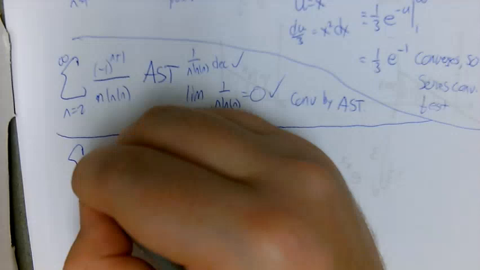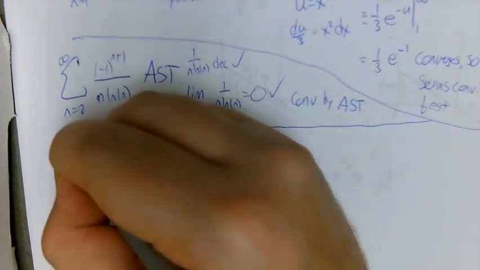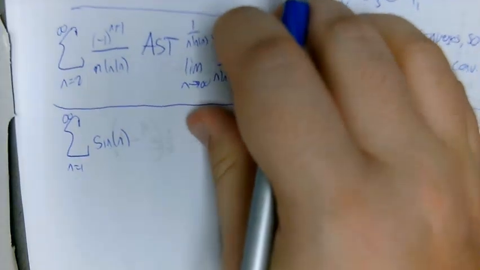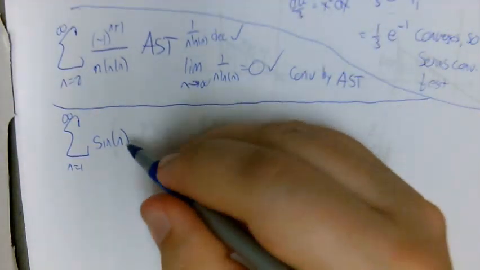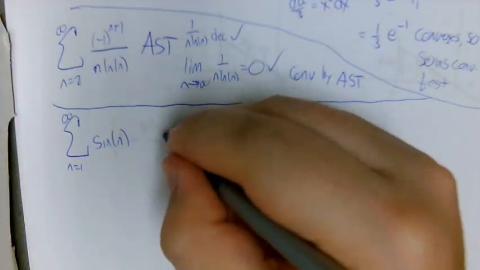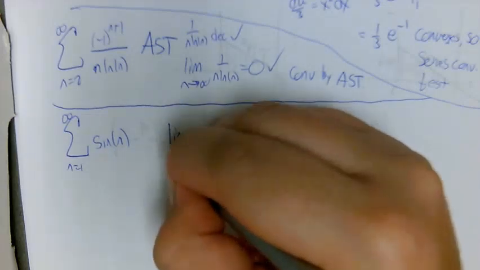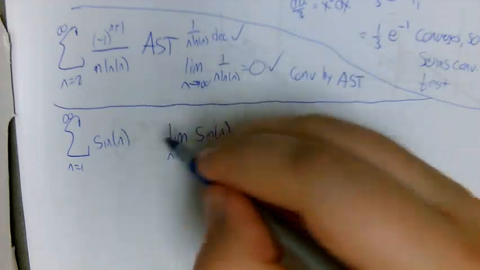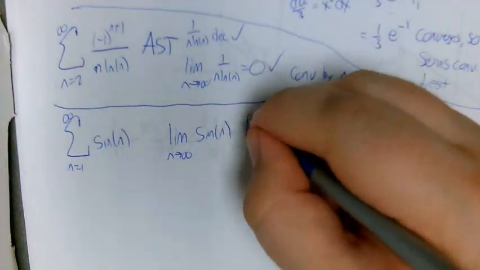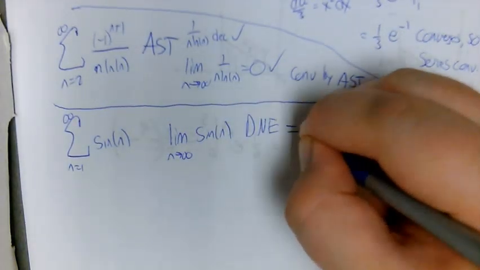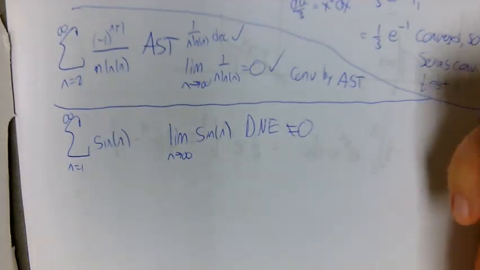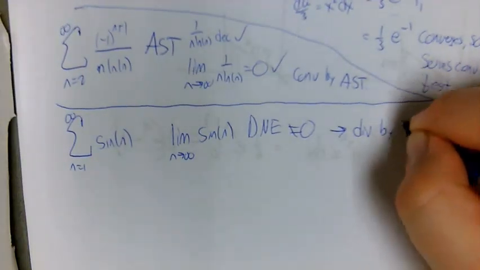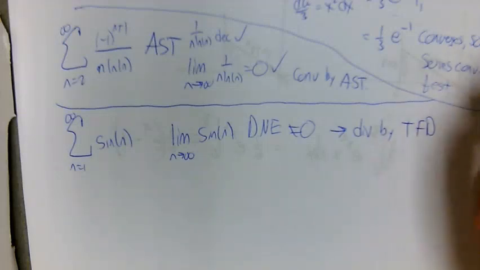All right, let's take a look at another one. We have the sum from 1 to infinity of sine of n. Okay, now this one's an open and shut case of a test for divergence, because if we look at the limit as n goes to infinity of sine of n, so the sequence we're adding up, this does not exist, meaning that we don't get 0 from this, so this is going to diverge by the test for divergence.